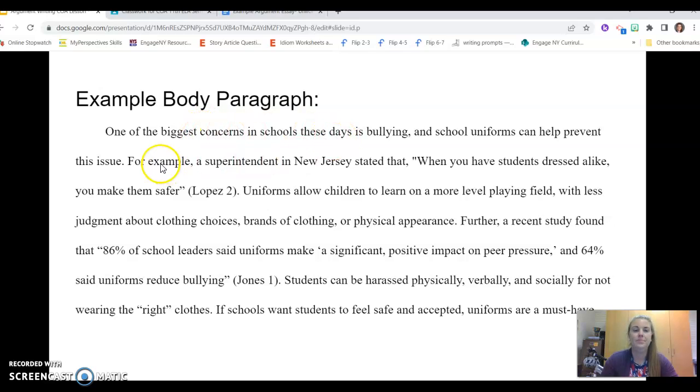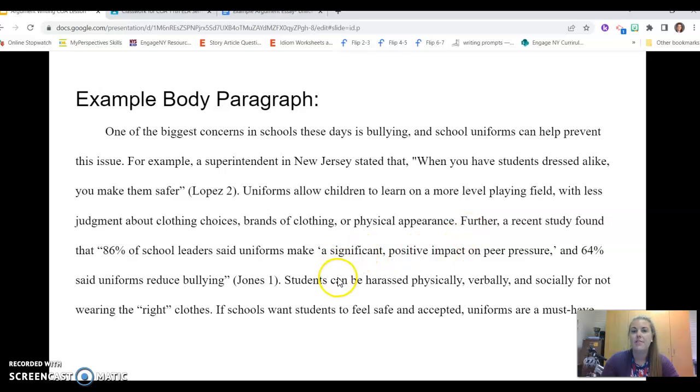Here's why. For example, a superintendent in New Jersey stated that, and then I have a direct quote, author's last name and page number. Okay. For your evidence, there's no author. If someone said something, you can quote who said it. But other than that, you can just use the page number. And then I explain, how does this quote answer my question? Well, uniforms allow children to learn on a more level playing field with less judgment about clothing choices, brands of clothing, or physical appearance. Okay, that'll make them feel safer.